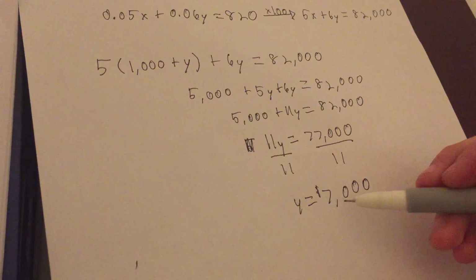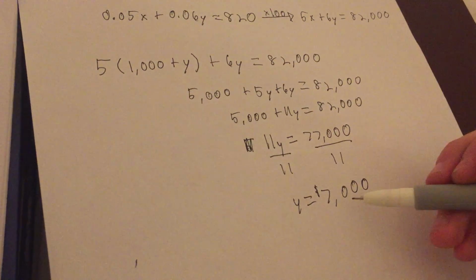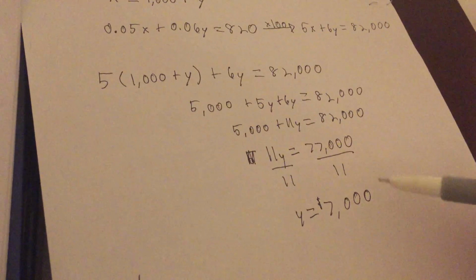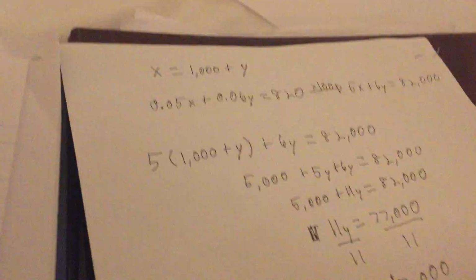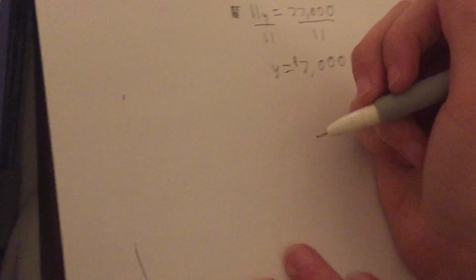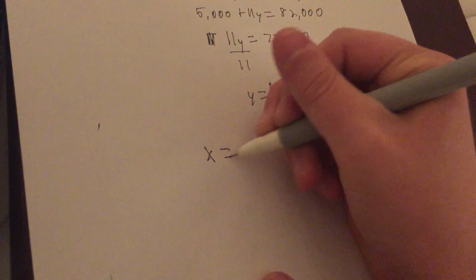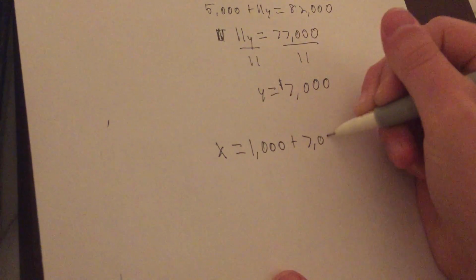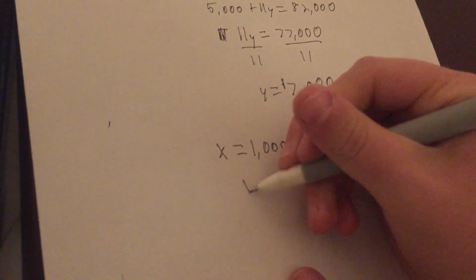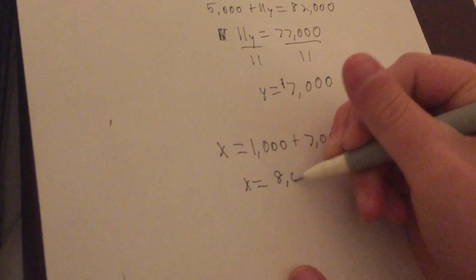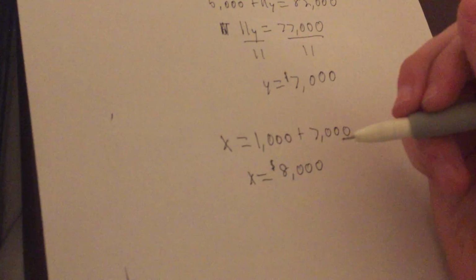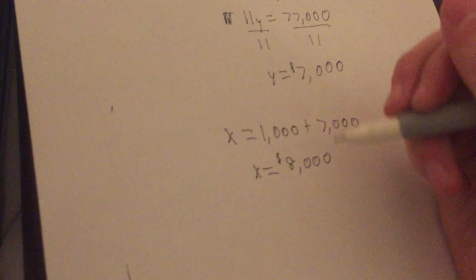Now we're going to take the amount invested in the account paying 6% interest, the $7,000, and plug it back into our first equation. So we're going to have x equals 1,000 plus 7,000. It's going to give us x equals $8,000, and this is the amount invested in the account paying 5% interest.